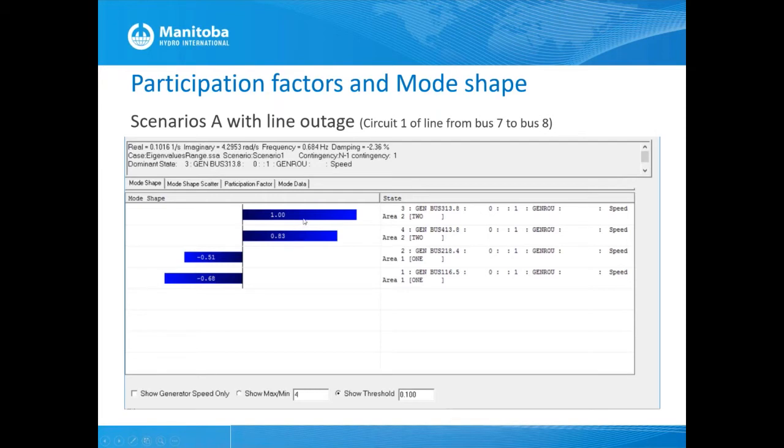So looking at this, the best location to put a stabilizer is generator number 3. But in a situation like that, I would recommend you put stabilizers for each of these generators, because if generator 3 is out of service, still you might have problems. So you have to put stabilizers for all 4 generators.